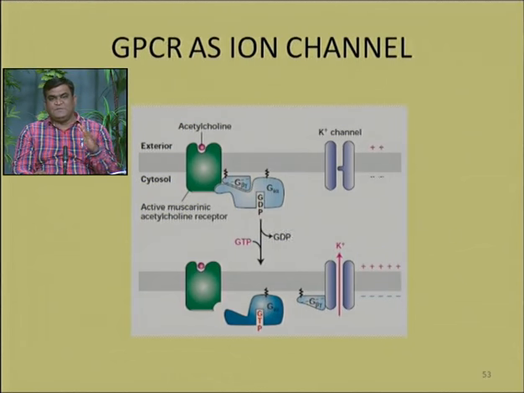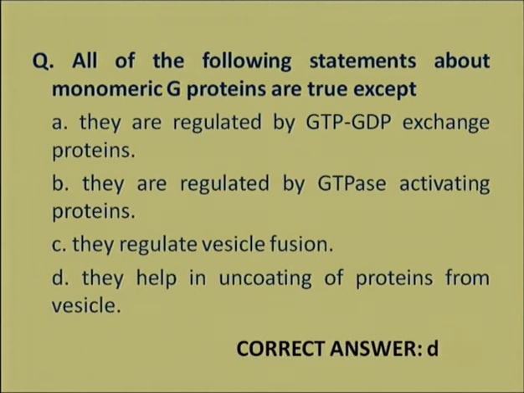So they can also serve as ion channels, or they can activate certain ion channels. Now in this particular question, it is being asked: all of the following statements about the monomeric G proteins are true, except. That means we have to find out the statement which is incorrect.